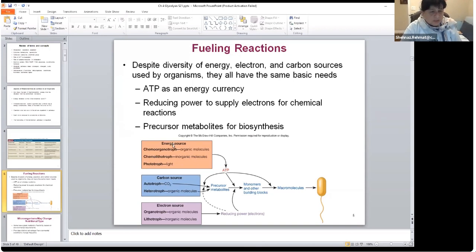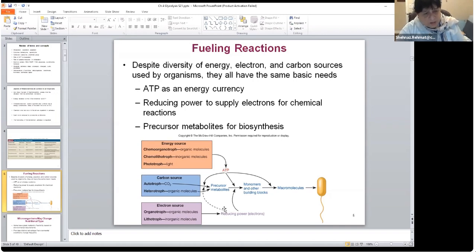Your energy sources will supply the ATP. So in your chemoorganotrophs, your organic molecules will provide the ATP. In the chemolithotrophs, inorganic molecules will supply the ATP. In the phototrophs, light will provide the ATP. Whilst your electron sources will be provided in the organotrophs by the organic molecules, and your electron source in the lithotrophs will be provided by inorganic molecules.